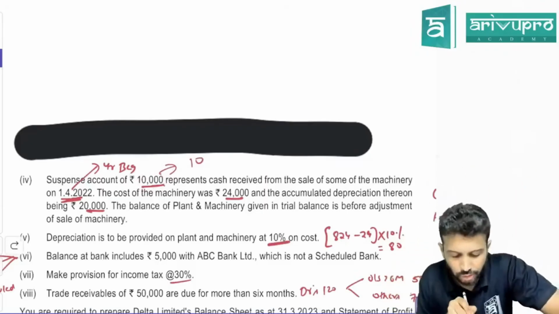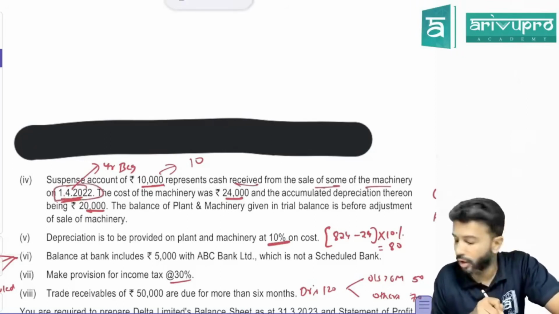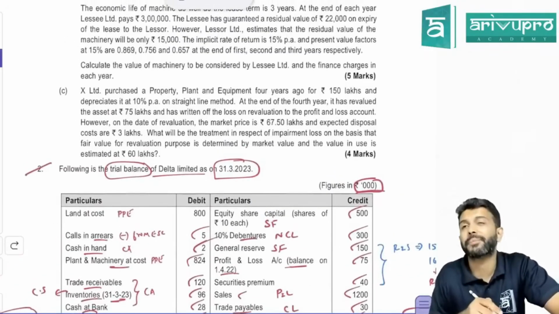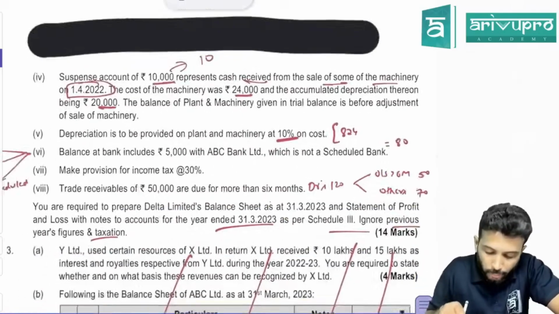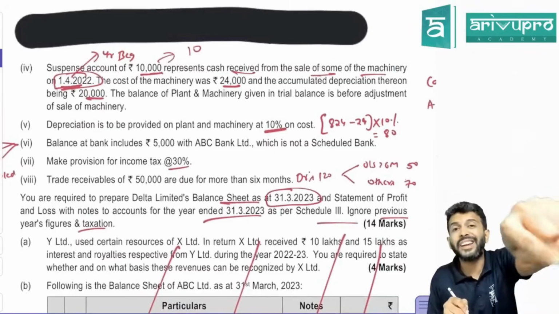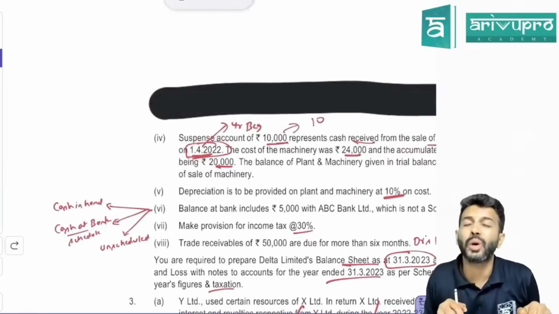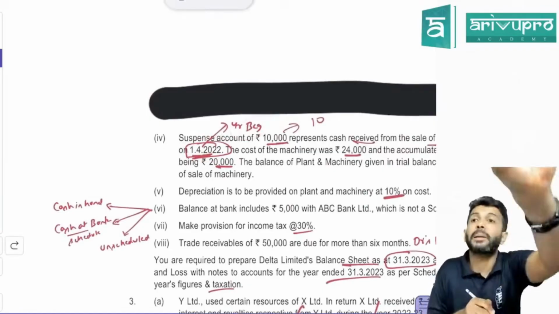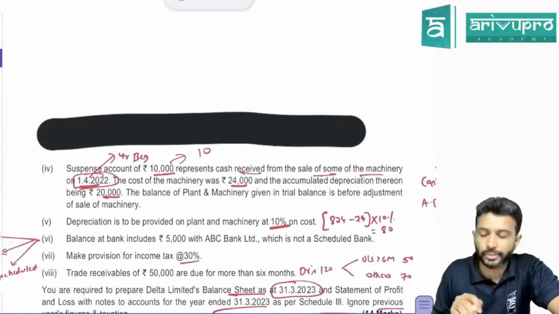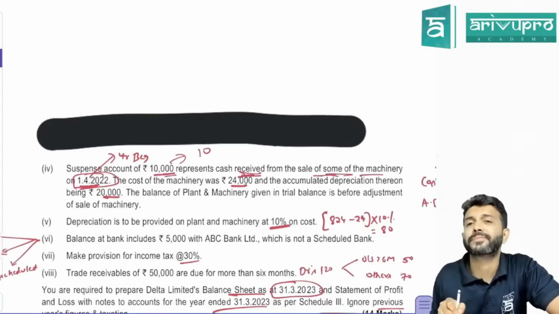So suspense account of 10,000 represents cash received from sale of some of the machinery. More importantly, the machinery is sold on which date? 1st April 2022. So the year of the trial balance is on which date? 31st March 2023. And you need to prepare the balance sheet and all as on which date? 31st March 2023. Year is ending on 31st March 2023. But you sold the asset on 1st April 2022. That means you sold the asset at when? Year beginning. So how much did you sell the asset for? We don't know. Check this. You sold the asset for 10,000. Okay. So suspense account of 10,000 represents cash received from sale of asset.